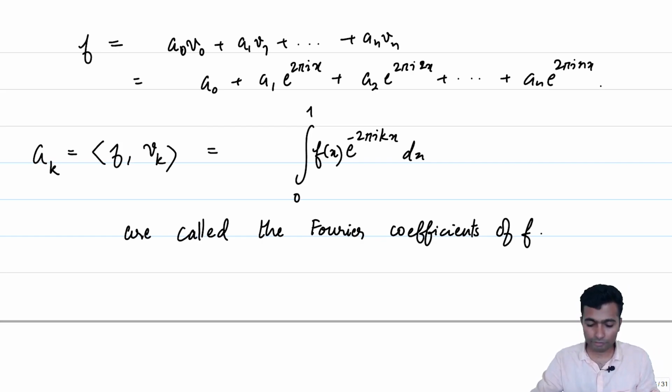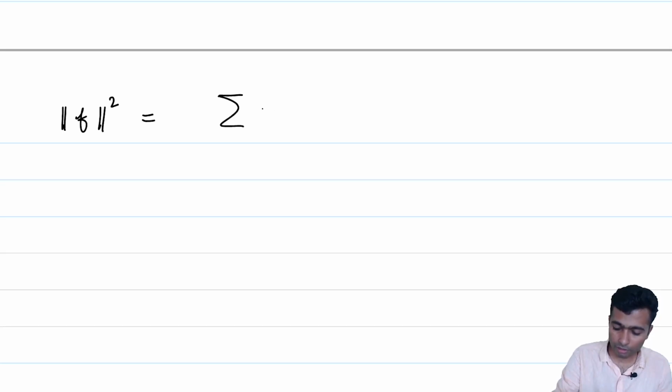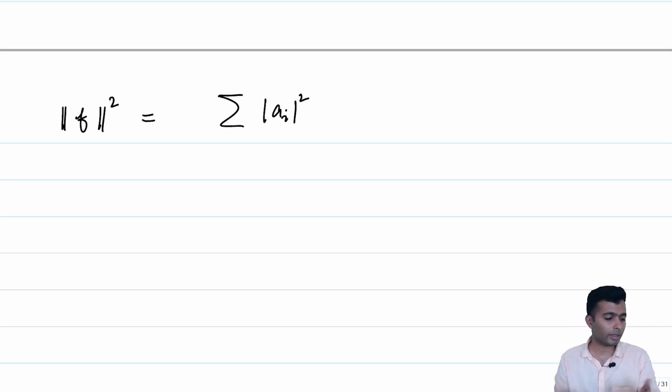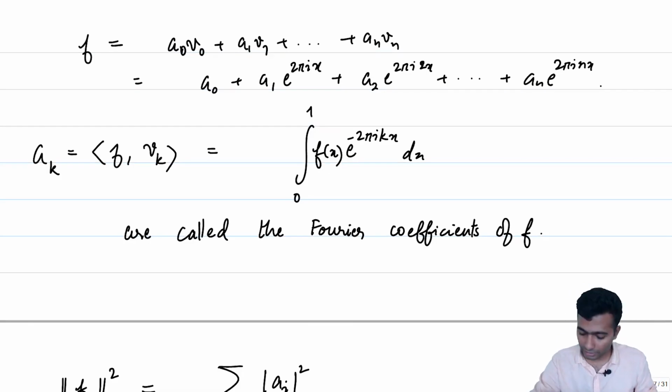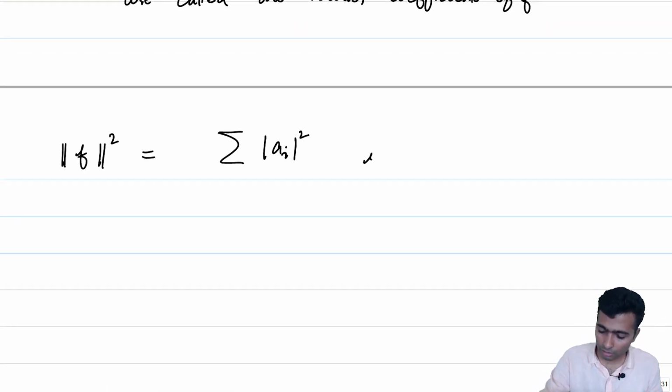And we also have the famous formula which says that the norm of f squared is equal to the summation of mod ai squared, with ai now known explicitly. If you write it down like this, this is called the Plancherel formula.